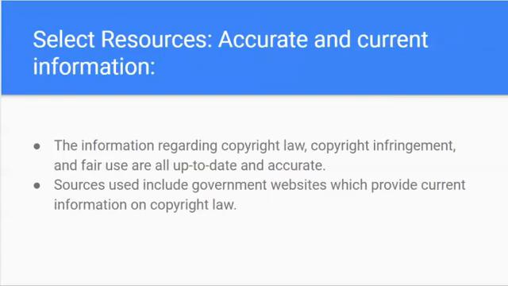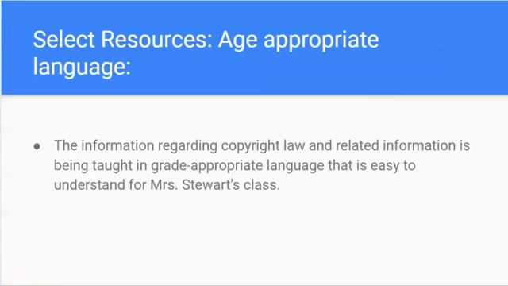Accurate and current information. The information regarding copyright law, copyright infringement, and fair use are all up to date and accurate. Sources used include government websites, which provide current information on copyright law. The laws of copyright are fact, and so they are definitely accurate and current information that the students will be learning in this lesson. The information is being taught in grade-appropriate language that is easy to understand for Ms. Stewart's class. This means that bigger words are broken down to where the students in this class will be able to understand their meaning.